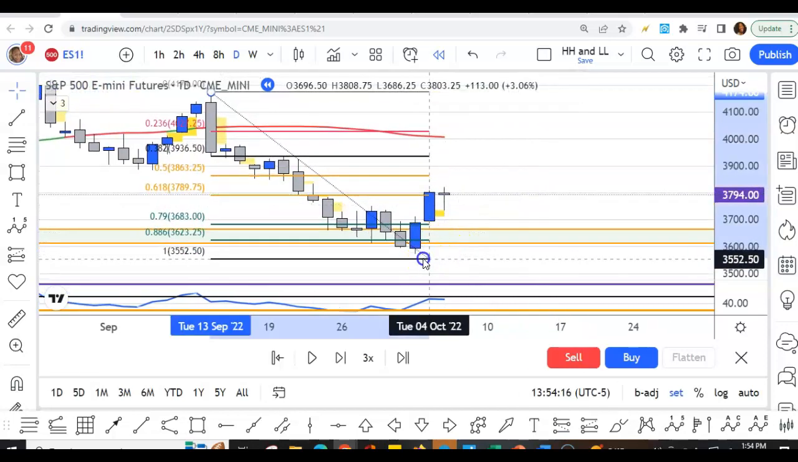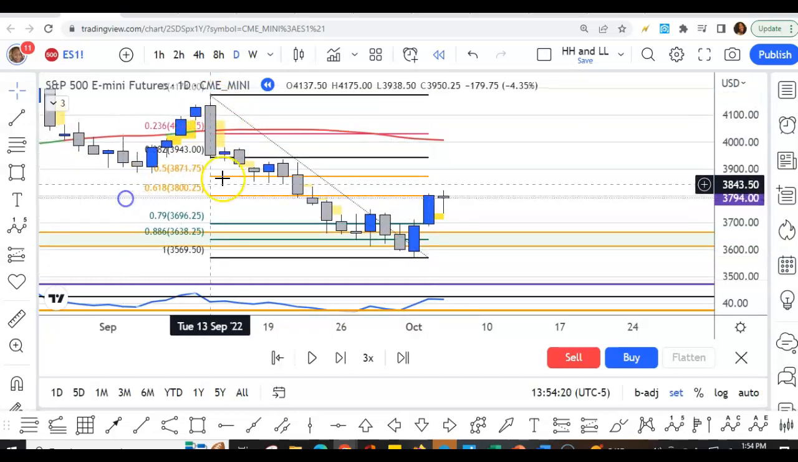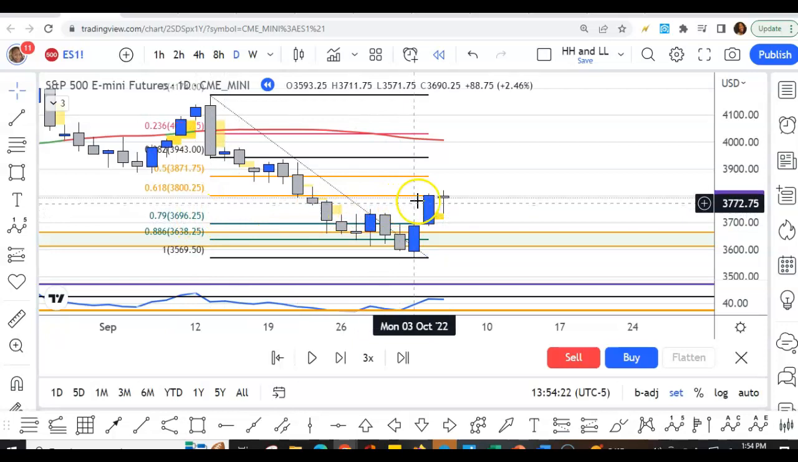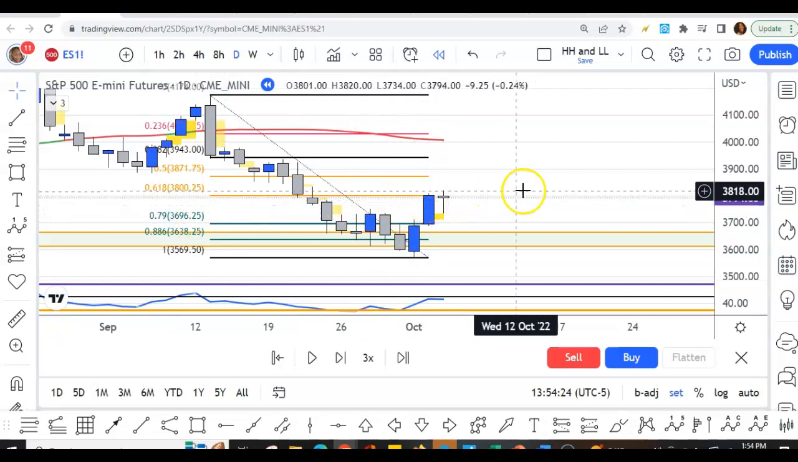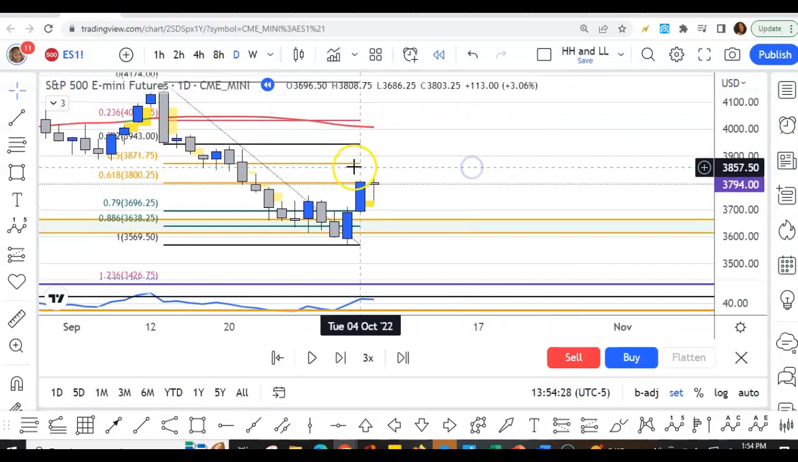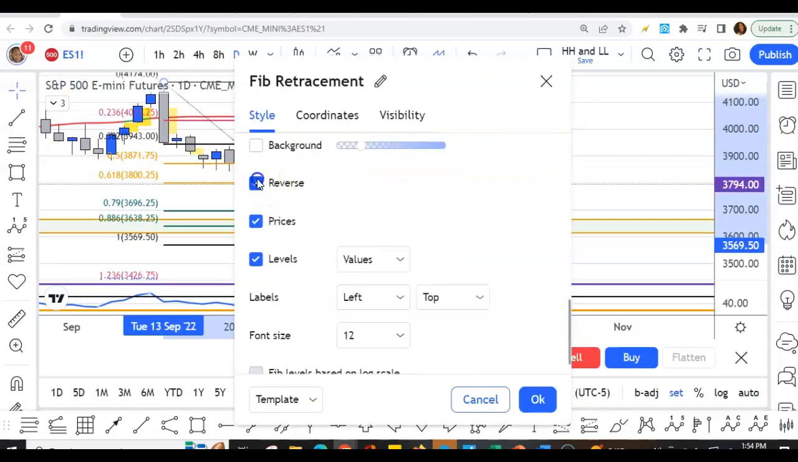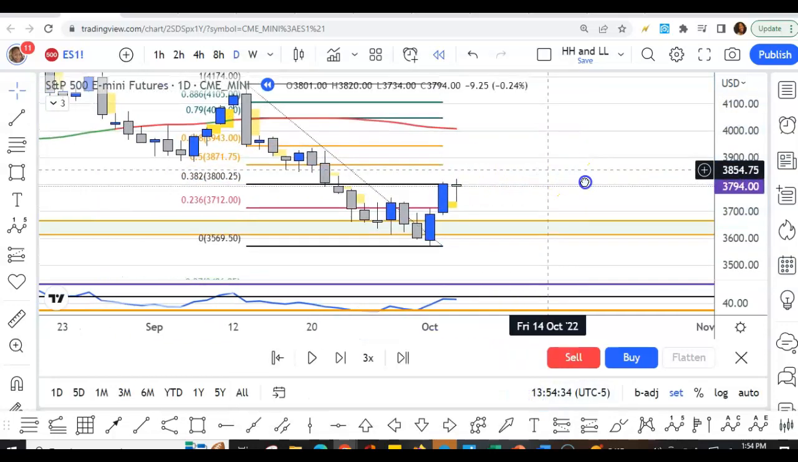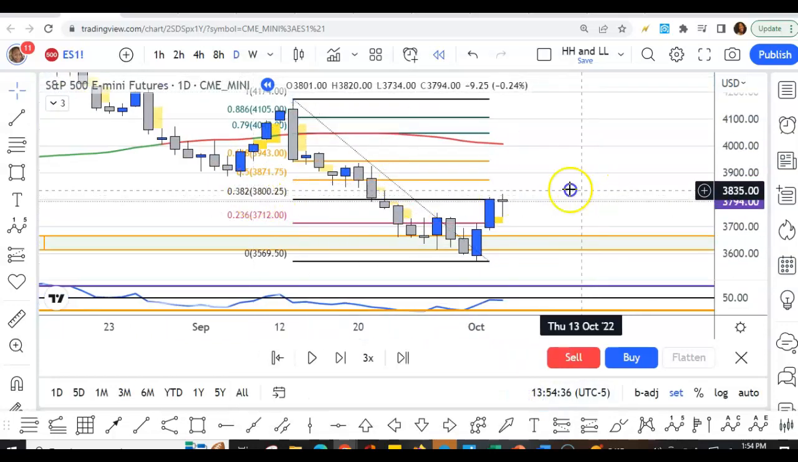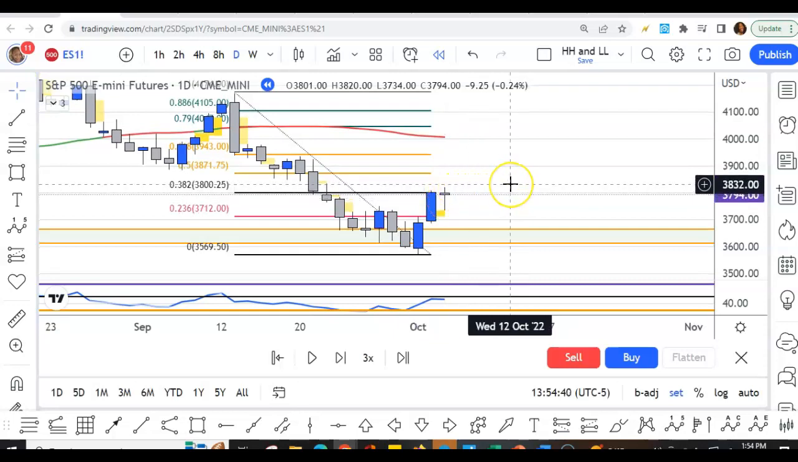pulled back. Sorry about that. This is a little messy. Swing high to swing low. It pulled back to the 618, a little higher than we want it to go. Wait, is this reversed? Hold on. Let me make sure it isn't reversed. It is reversed. Okay, so it pulled back to 382 before we first got our bearish candle.